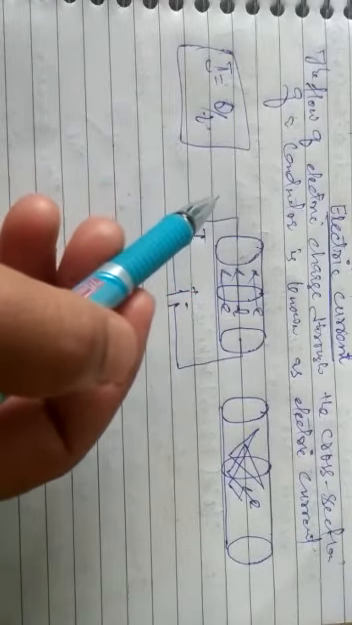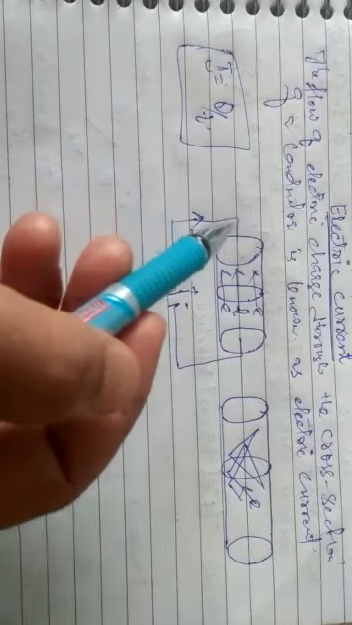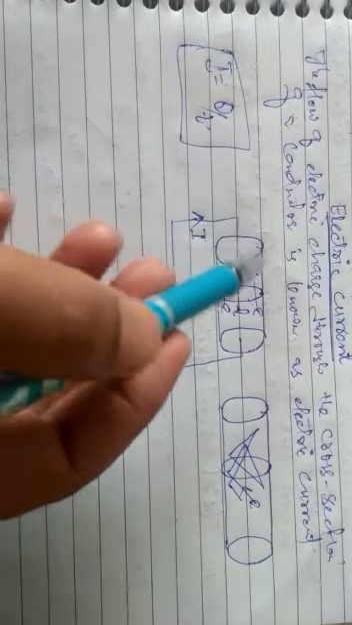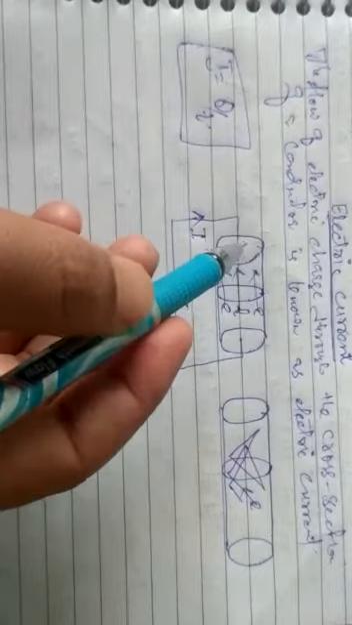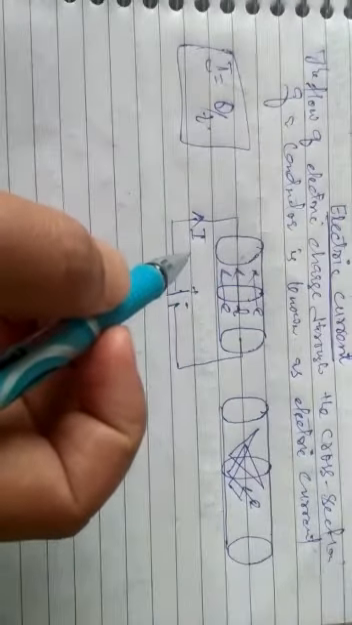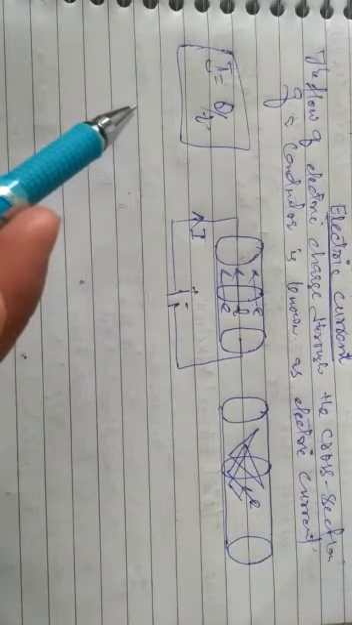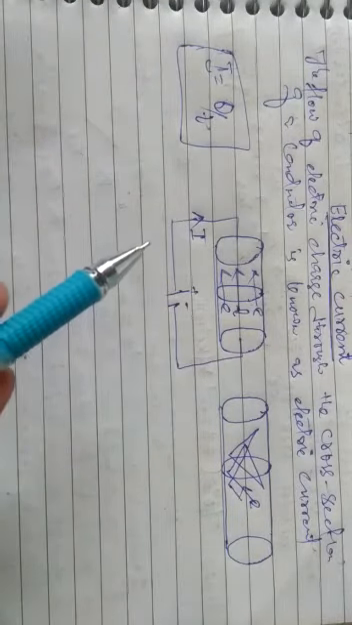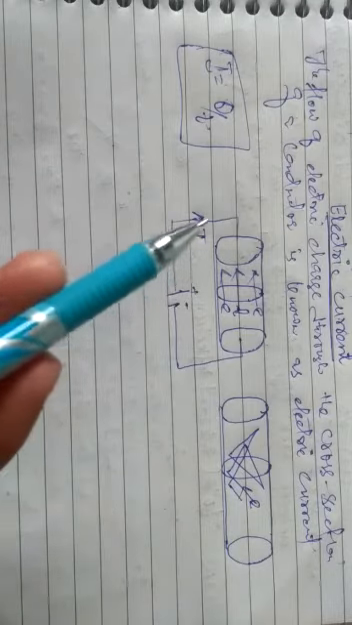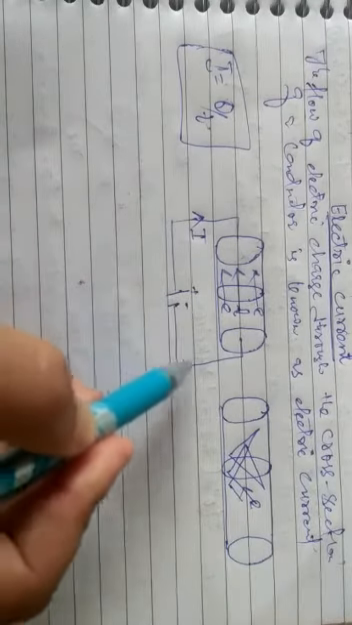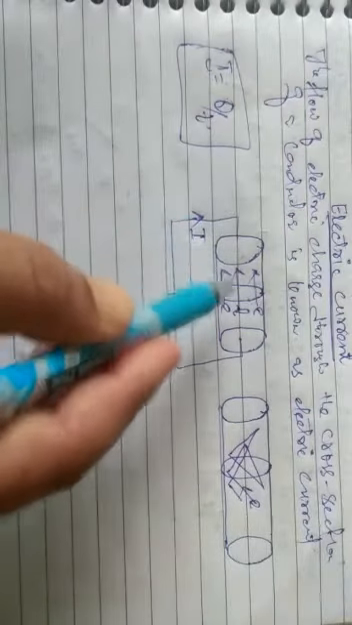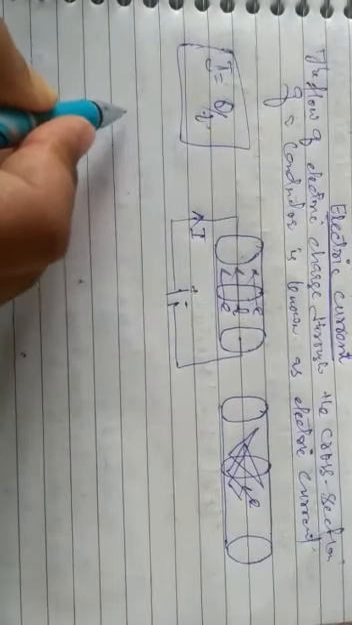So the flow of electrons constitutes the electric current, and the direction of the electrons is opposite to the direction of conventional current. So this is the movement of electrons, and this is the direction of conventional current. After that, we should have the units of current.